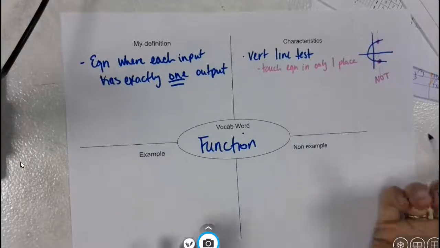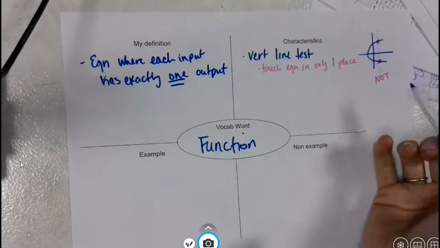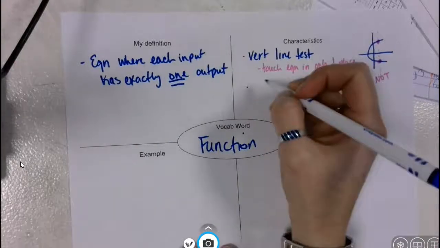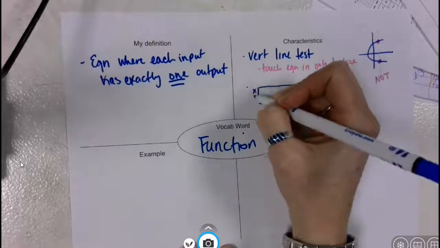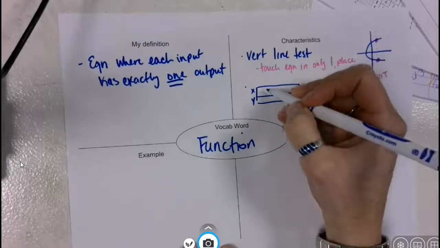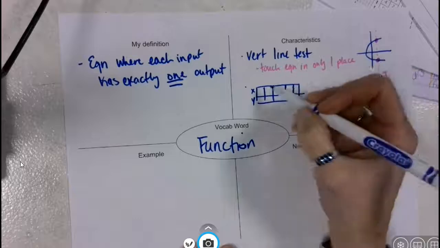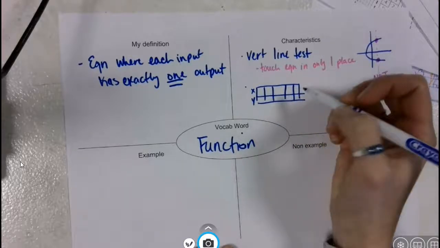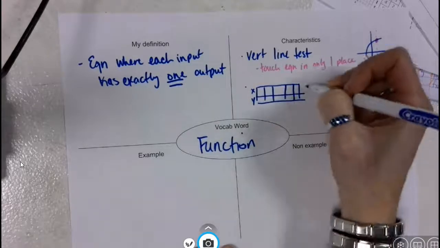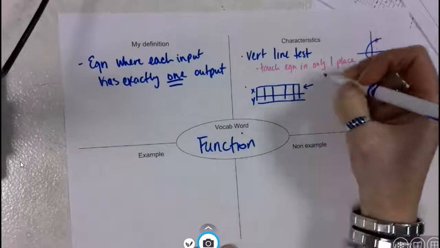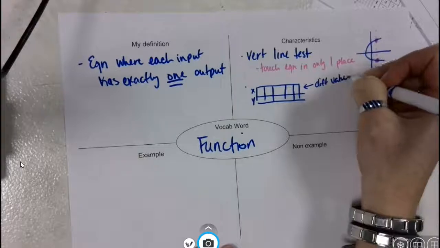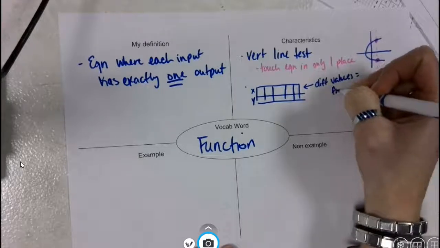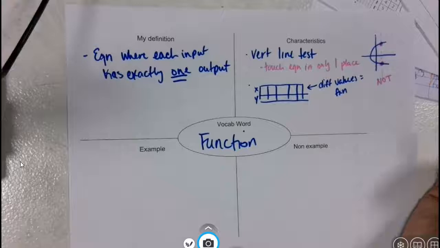Well, what if I'm not given the graph? What if I'm given a table, for example? So let's look at the table here. I've got some x values and some y values. What I really want to look at is, when I'm looking at my x values, if I have different x values, that really helps me. So different x values, that's a function. And I abbreviate function as fxn. That's just how I can recognize it and see it.